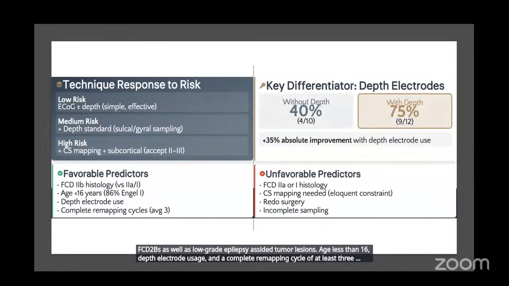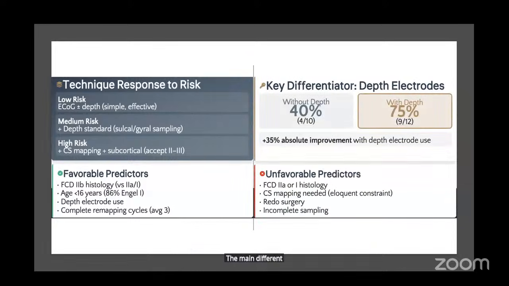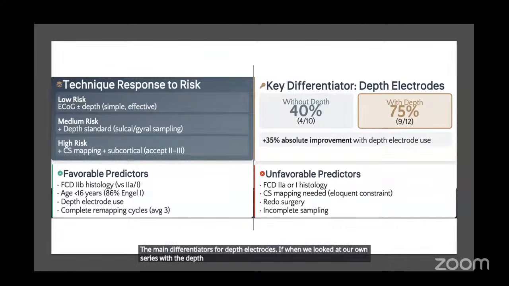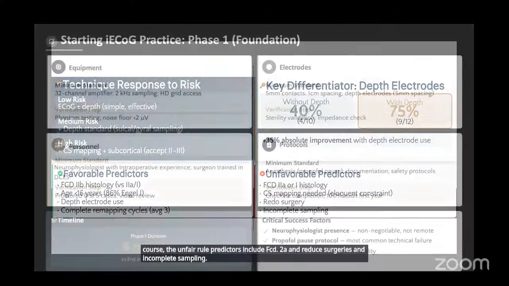The main differentiator for depth electrodes, when we looked at our own series: with the depth electrode, we had 75% Engel 1, while without the depth electrode, Engel 1 was only 40%. This is a 35% improvement with depth electrode. Of course, the unfavorable predictors include FCD 2A, redo surgeries, and incomplete sampling.